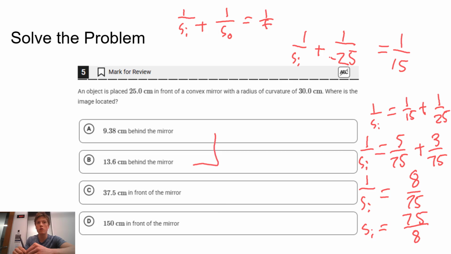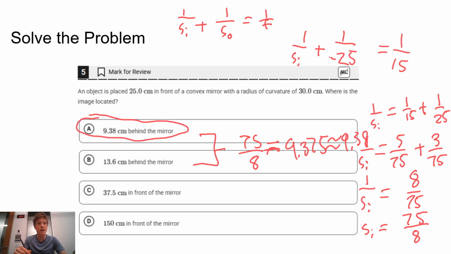Now we're between these two options. We just have to plug 75 over 8 into our calculator. Let's do that real quick. 75 divided by 8 is exactly equal to 9.375, and if we round it, it's approximately equal to 9.38, which is option A. And that is the answer.